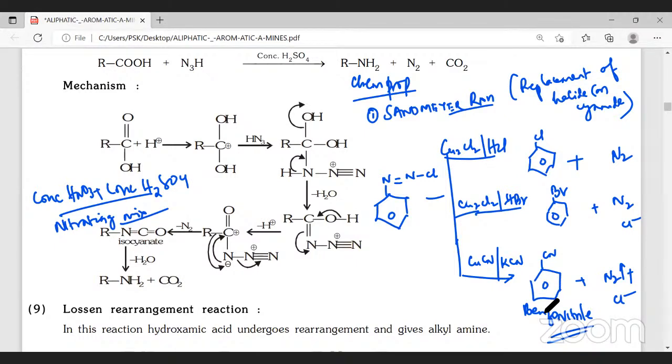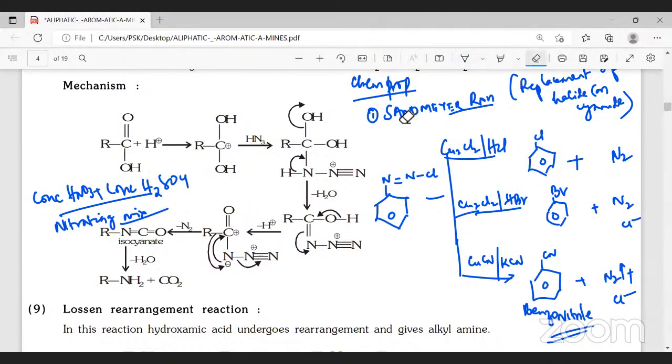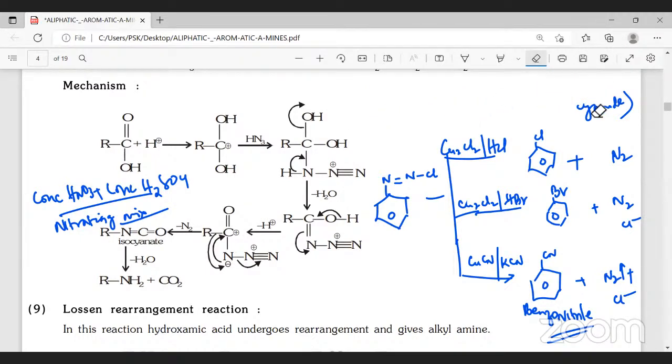Now, 3 or 4 more reactions we have to learn in this topic. You understood the Sandmeyer's reaction. That is the reaction between benzene diazonium chloride, cuprous chloride, and HCl, which gives chlorobenzene. Benzene diazonium chloride with cuprous chloride and hydrogen bromide gives you bromobenzene. Benzene diazonium chloride with copper cyanide and potassium cyanide gives benzonitrile. These 3 are called Sandmeyer's reaction. Now we're going to learn the other named reactions.